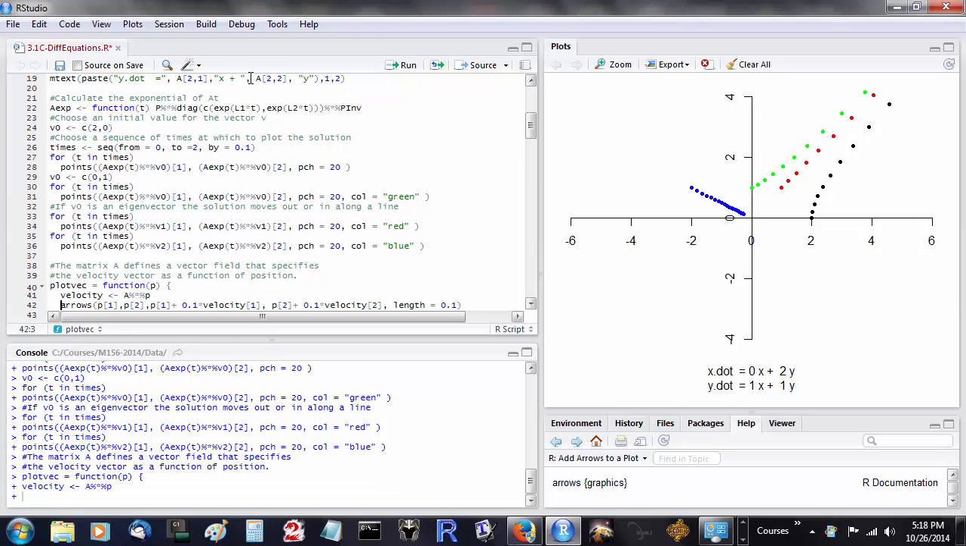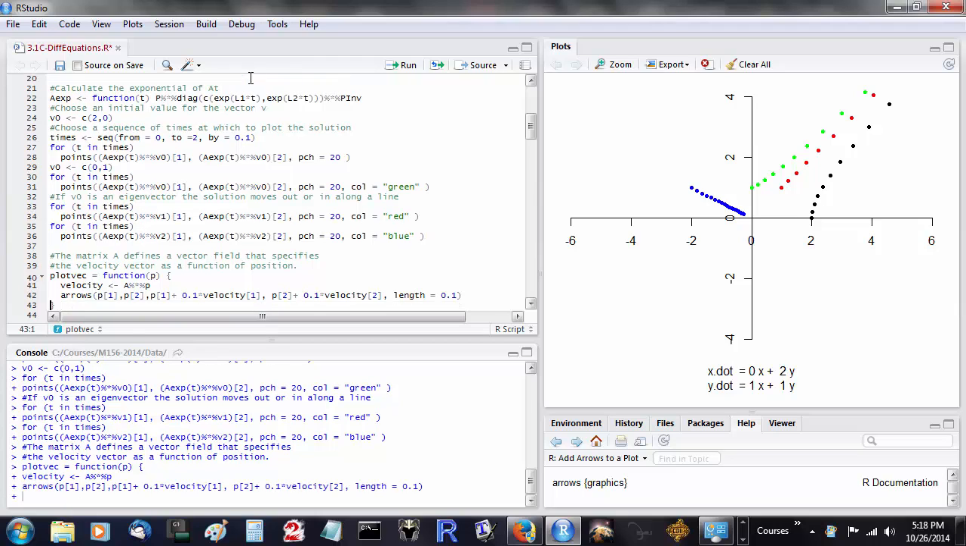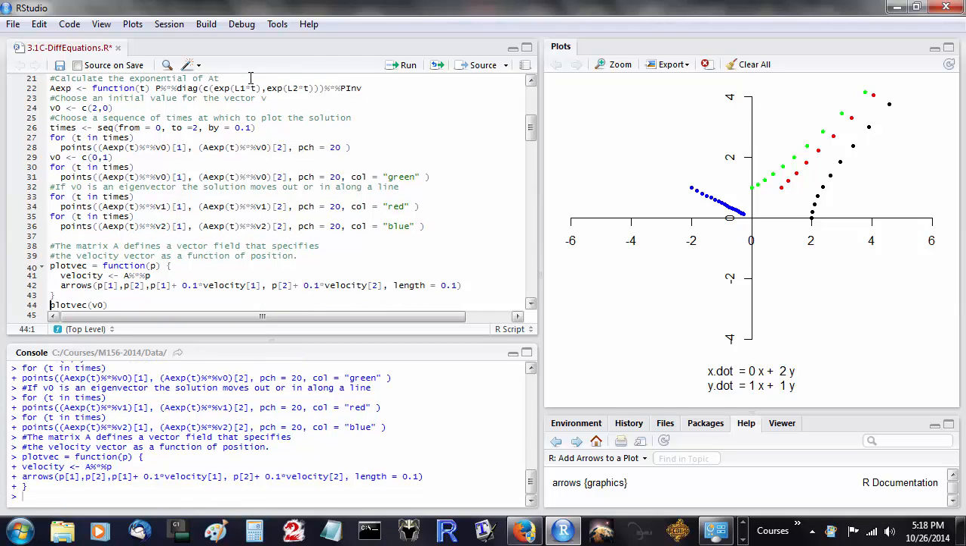Let's define a function to plot that. I will take A times my point P and then run an arrow from P to P plus 10% of the velocity. That'll scale the arrows down so they look nice. And I also, by checking the documentation, discovered how to make the arrowheads a little bit smaller, choosing a length of 0.1.